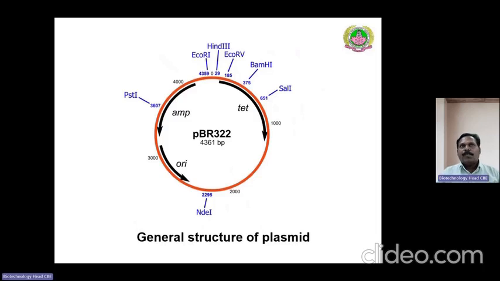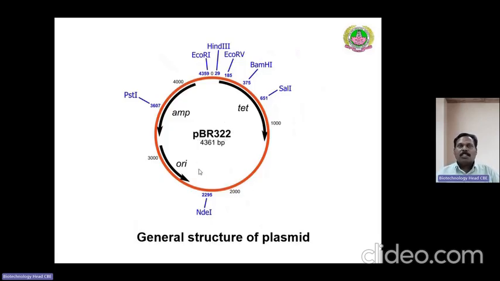Let's see the general structure of a plasmid. A very popular general structure of a plasmid is represented here. This is a plasmid designed by two scientists, Bolivar and Rodriguez, which by nomenclature is represented with a small p and BR representing Bolivar and Rodriguez, and the number 322 representing the number of the plasmid that was created by these scientists.